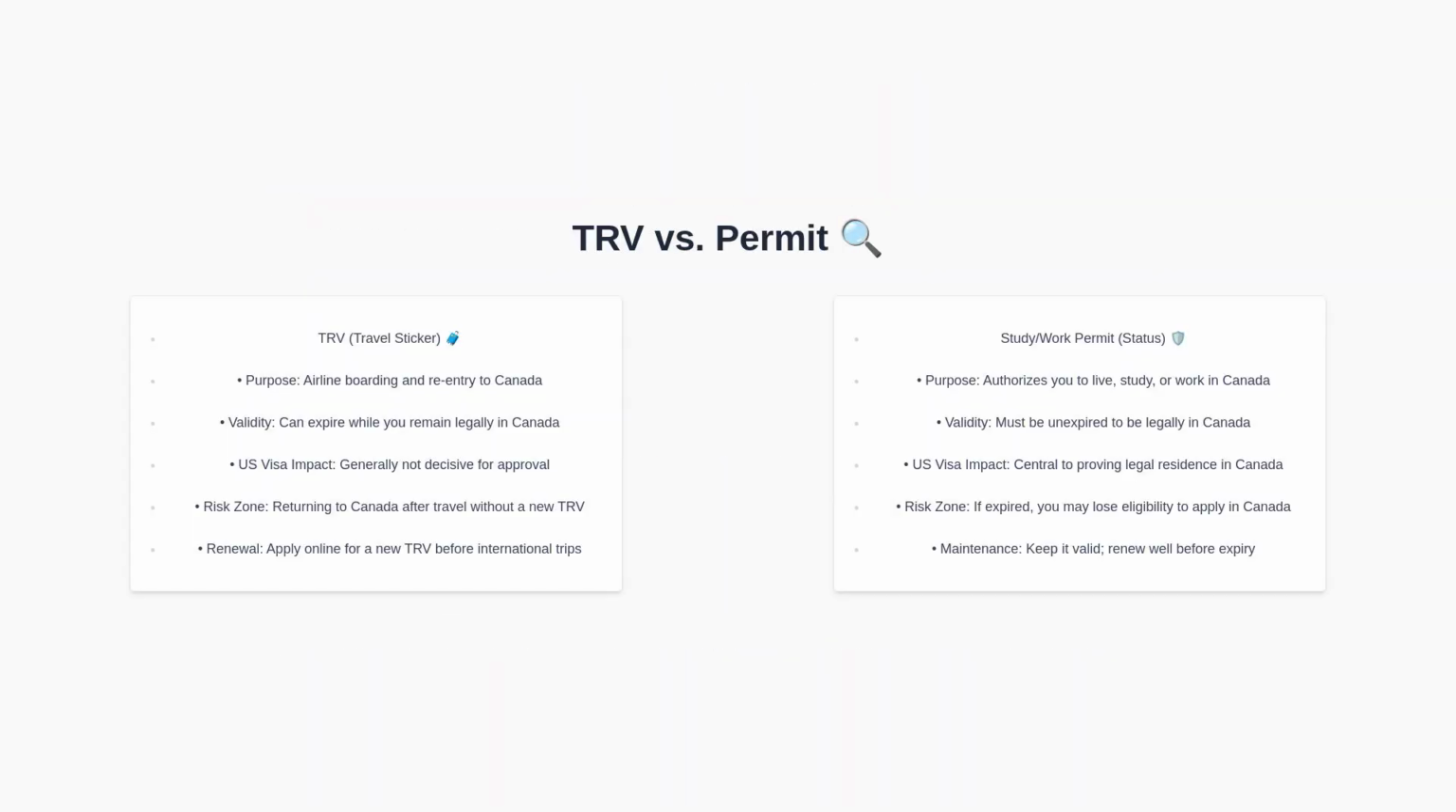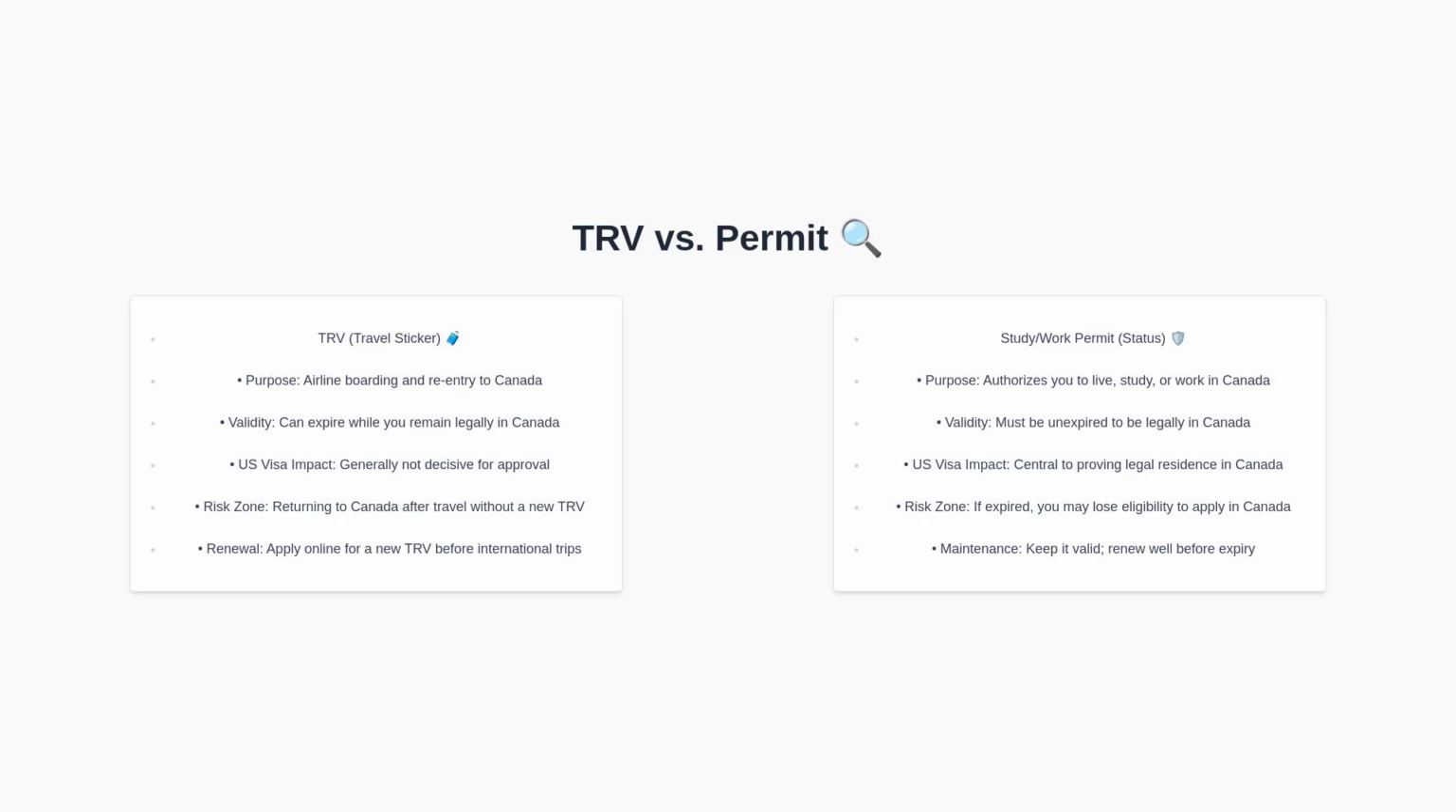This side-by-side comparison highlights the distinct roles of the TRV and the study or work permit. The TRV is a travel document used primarily for airline boarding and re-entry to Canada. It may expire without affecting your legal presence if your permit remains valid. It is generally not a decisive factor for U.S. visa approval, but it becomes a risk for re-entering Canada after travel.